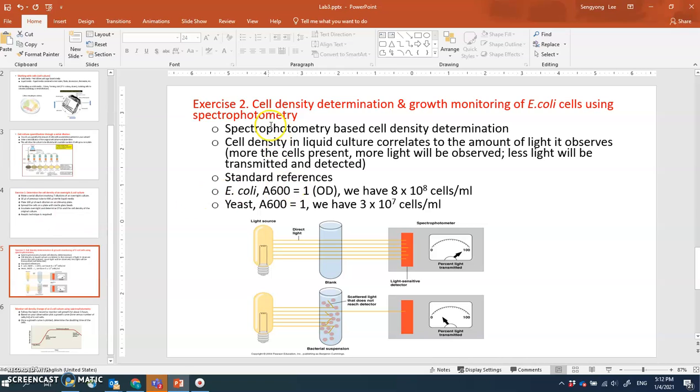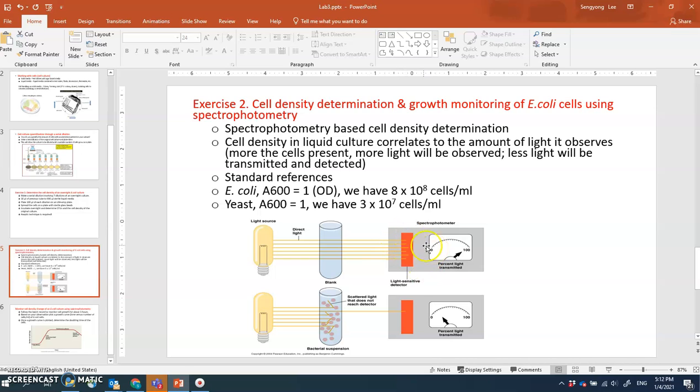Exercise number 2 is a cell quantification method using spectrophotometry. In the lecture we talked about the spectrophotometer when you determine the DNA double strand versus a single stranded form. That same machine can be used in cell quantification. A spectrophotometer has a light source, and you place your sample in a cuvette, a special holder, and you take the absorption.